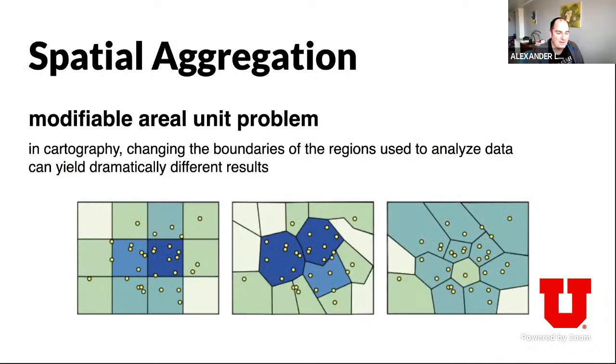If we think of aggregation in terms of space, in terms of a map, we have the modifiable areal unit problem, specifically in cartography. It matters a lot if we change the boundaries of the regions when we want to analyze data, if we want to bin this in some way, right? So we have the same distribution of points down here, the yellow dots, and depending on which grid we put on top of this, if we want to create a heat map, it will give us dramatically different results, right?